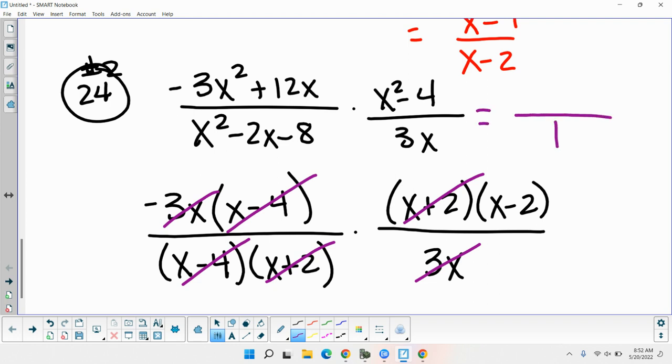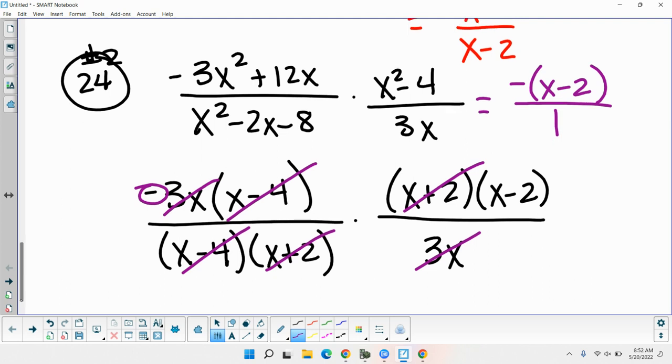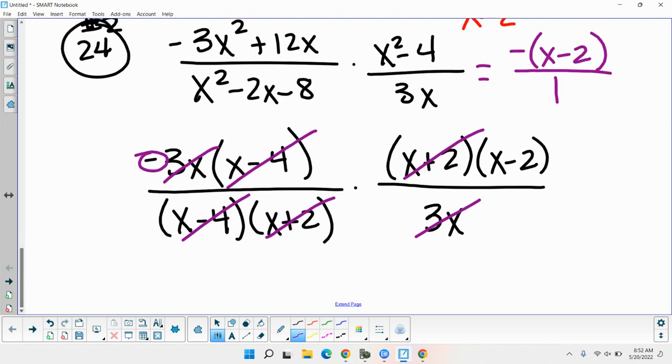Put 1 if you want. What's my answer? Negative x. Yeah, don't forget that negative is still there, right? So there's our answer. You don't have to put it over when I'm done.